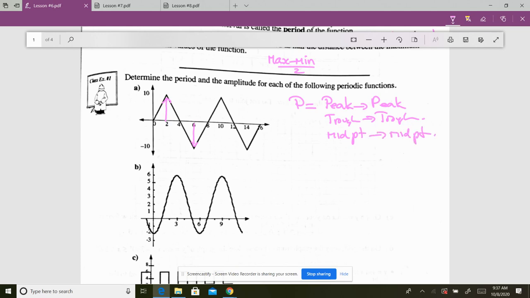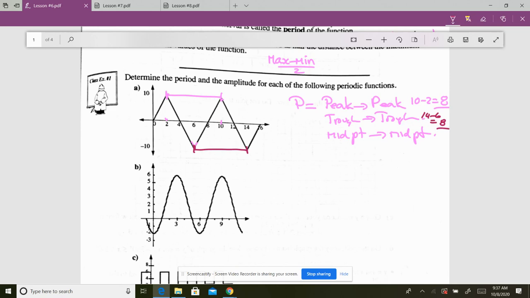So what do those mean? Well, peak to peak is the distance between the peaks. In this case, what's the distance between the peaks? 8. This one's at 10, this one's at 2, so it'd be 10 minus 2. Or you could do the bottoms, I call them troughs. That'd be 14 minus 6, which would be 8. Better get the same answer for the same graph.